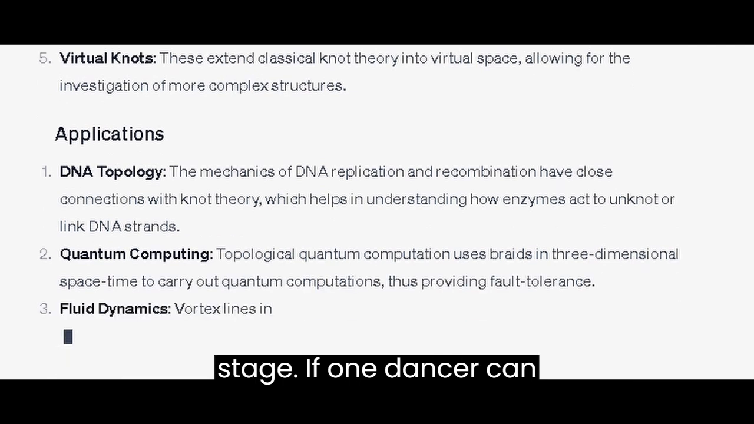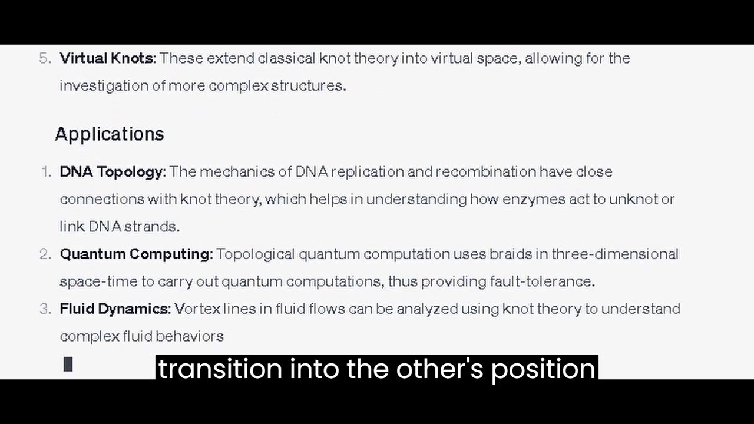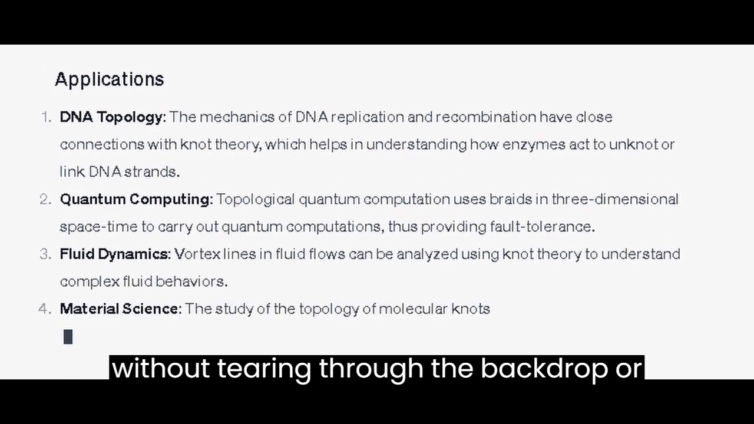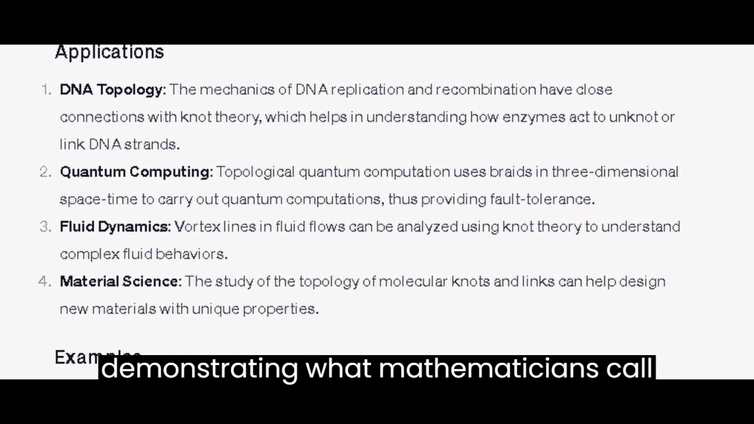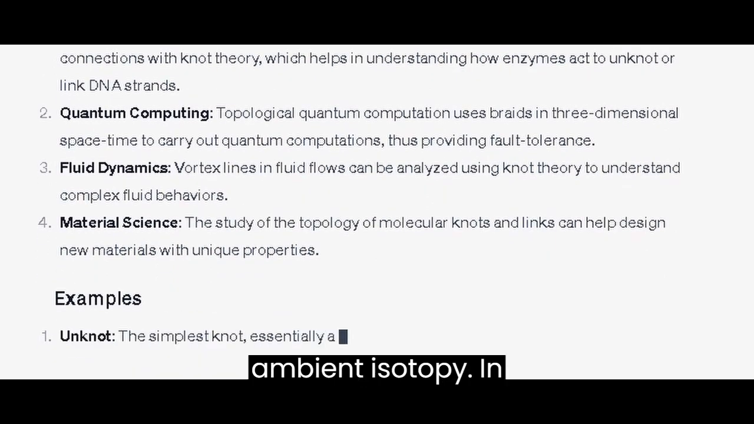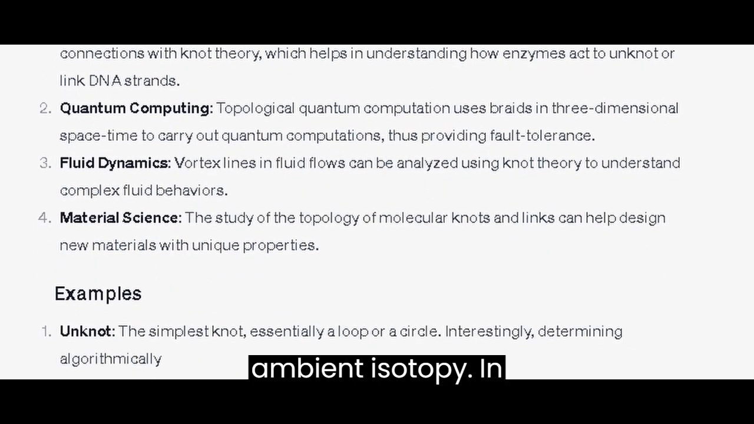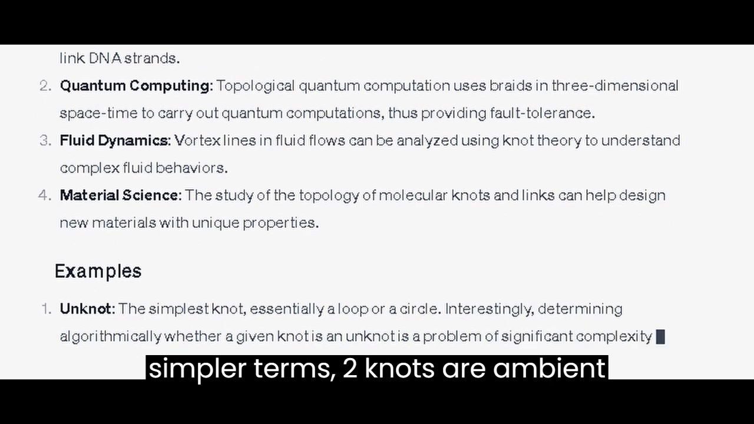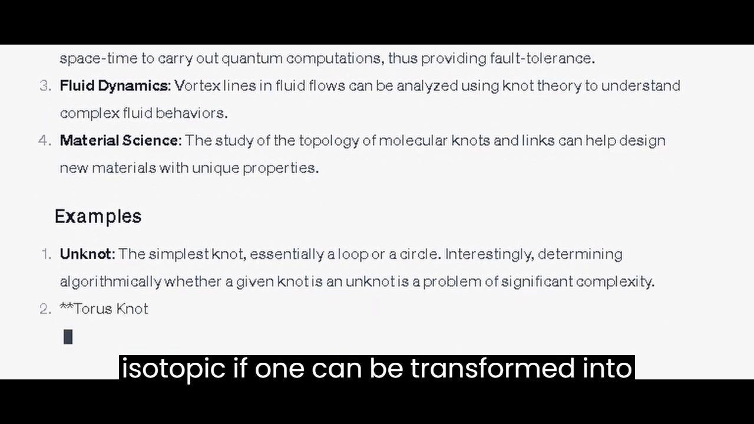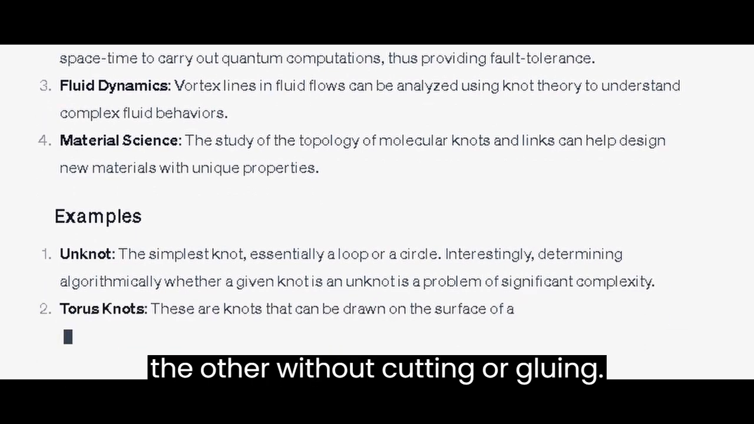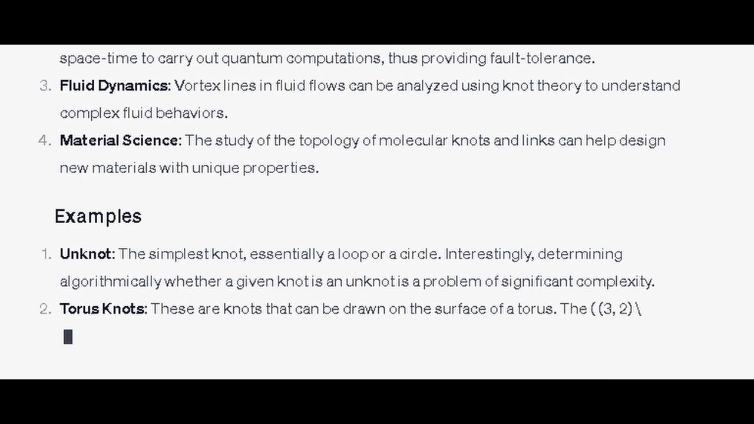If one dancer can transition into the other's position without tearing through the backdrop or merging with the other, they're demonstrating what mathematicians call ambient isotopy. In simpler terms, two knots are ambient isotopic if one can be transformed into the other without cutting or gluing.